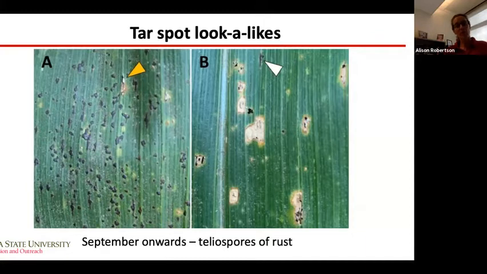If you look at picture B, you can see common rust lesions with those black spores starting to burst through the epidermis of the leaf. Then right at the top of the picture, pointed out by the white arrow, is a tar spot lesion. Remember, with the rust, you'd be able to scrape those teliospores off with your fingernail. Tar spot, you cannot scrape off. It's just embedded in the leaf.